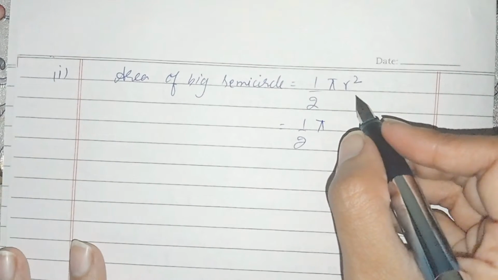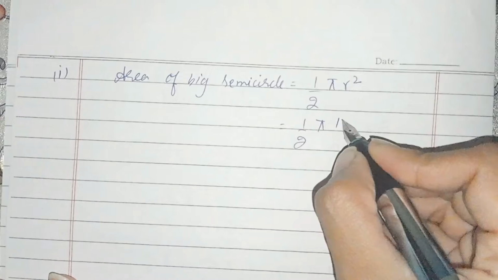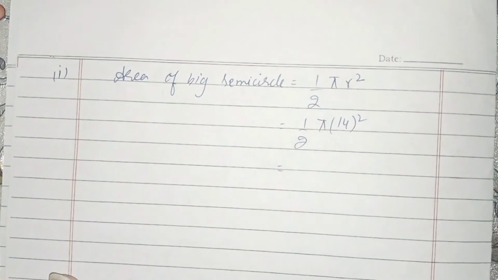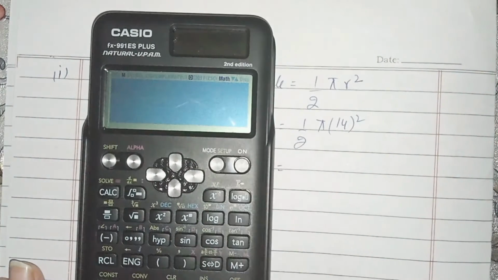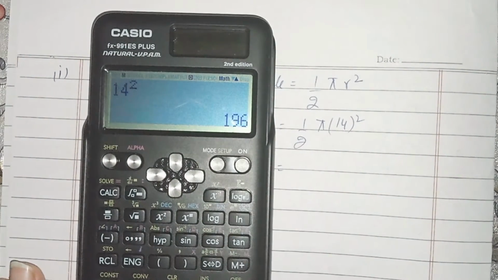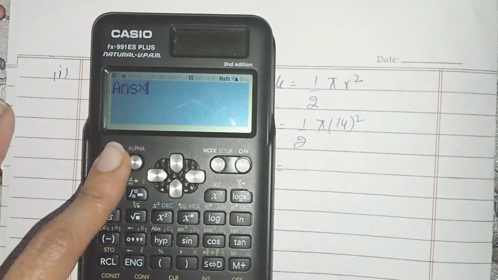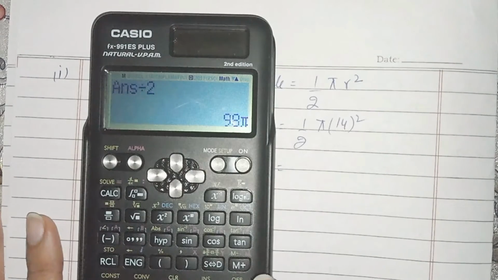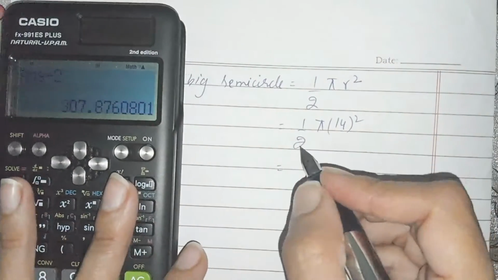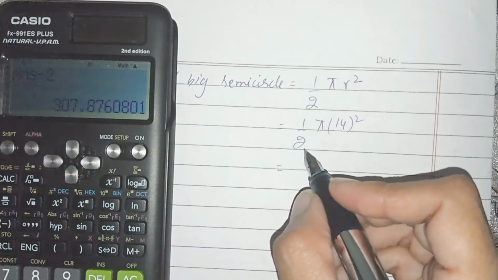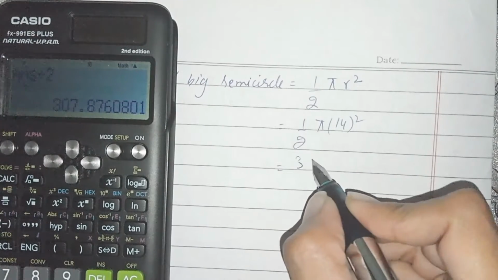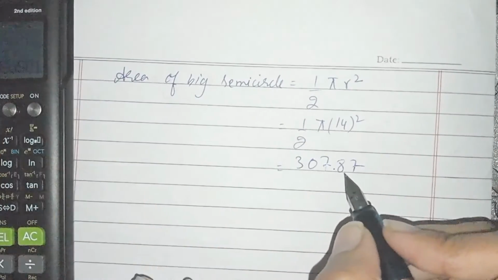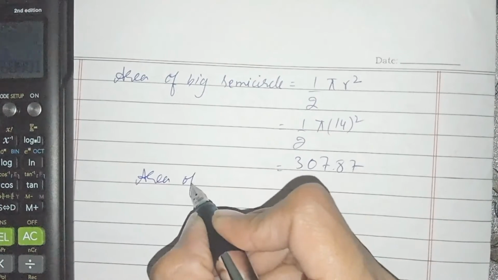The radius is given to us, which is 14. 14 squared multiplied by pi and divided by 2, and we get 307.87.